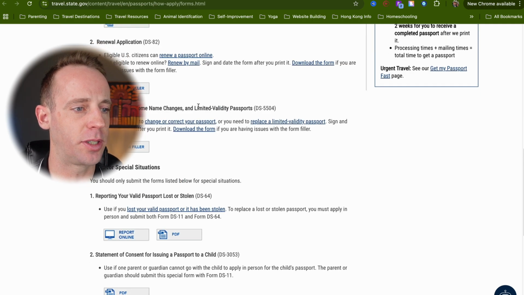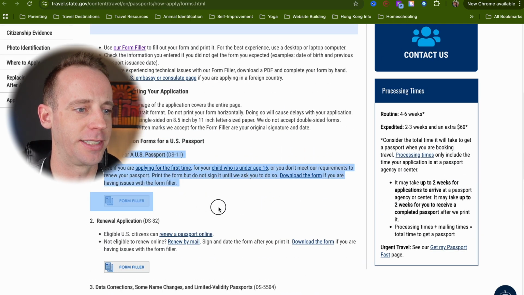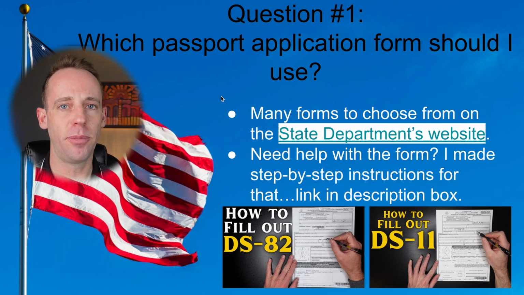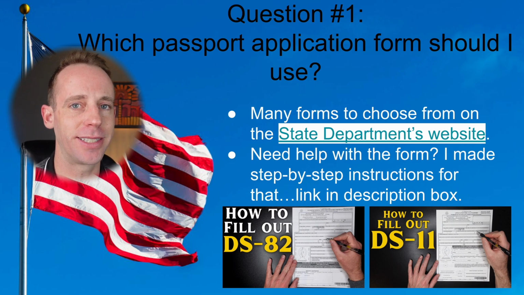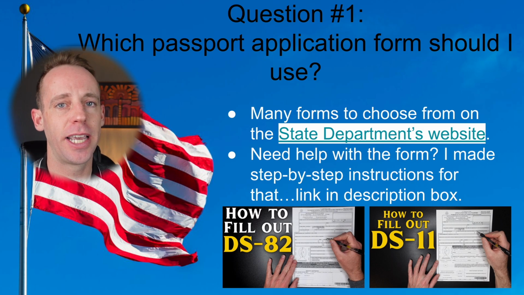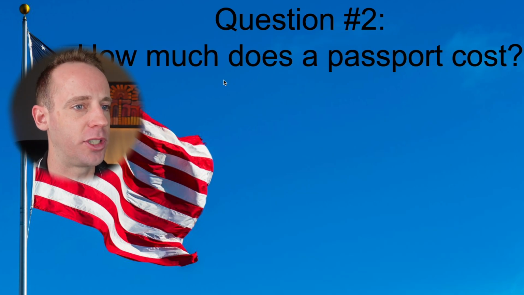And then coming down here, there's some other forms as well. We don't need to worry about those right now because we are just looking for the DS11 most likely. So if you need help filling out either of those forms, like the DS11 or the DS82, I actually made step-by-step instructions for those, and I'll link those down in the description box if you're to that point already that you are filling out those forms. All right, let's move on to question 2 here.